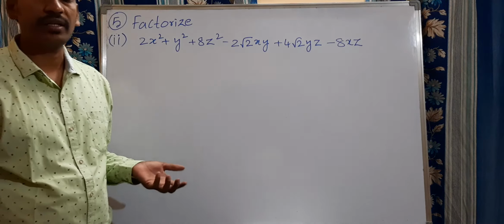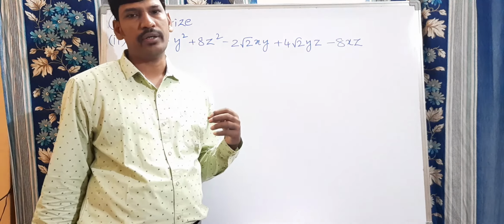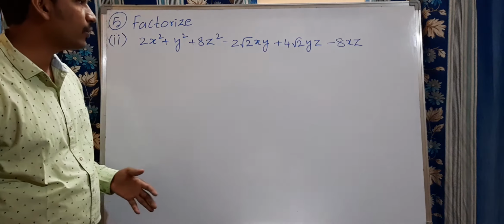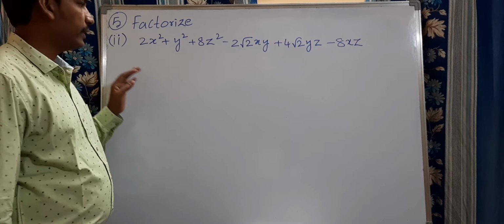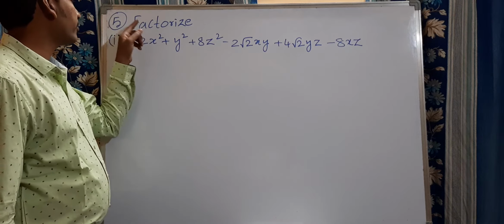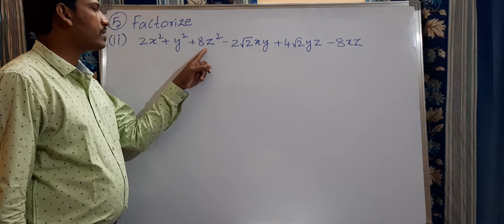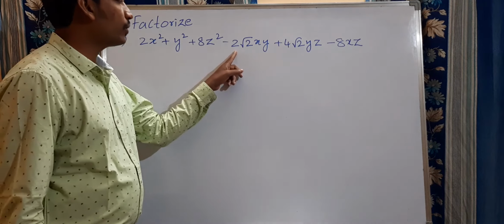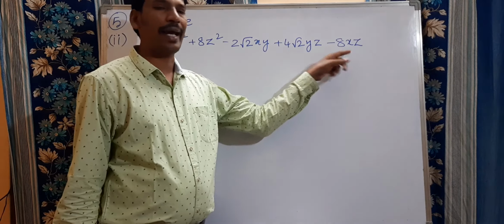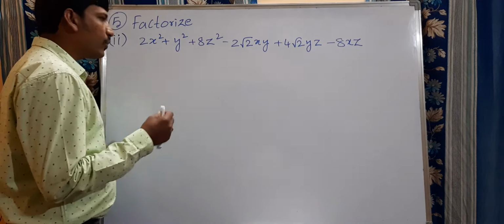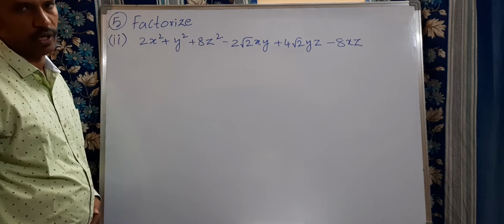In the previous session, we discussed some problems from exercise 2.5. So now let us move on to some more questions from the same exercise 2.5. In the fifth question, second bit, factorize 2x square plus y square plus 8z square minus 2 root 2 xy plus 4 root 2 yz minus 8xz. So here, by using identities, we are going to factorize the given quadratic polynomial.